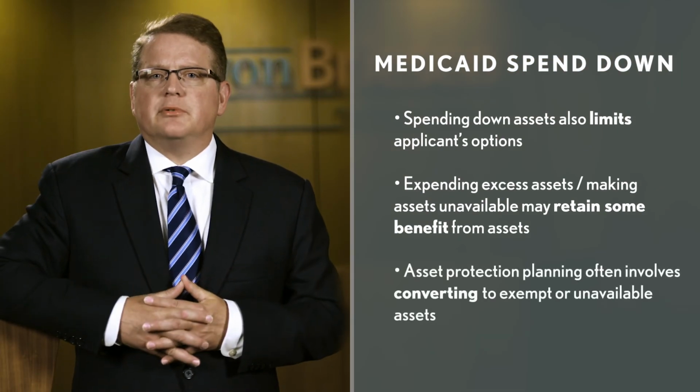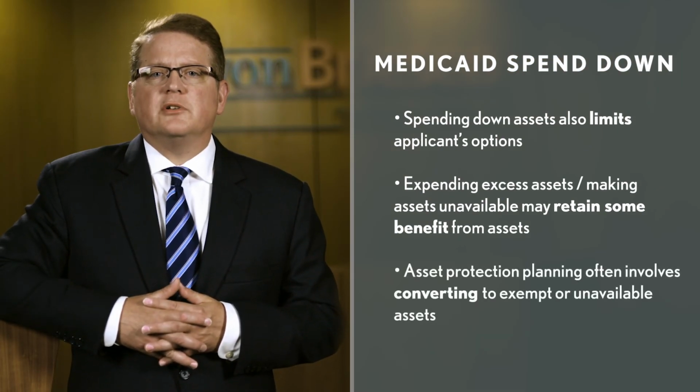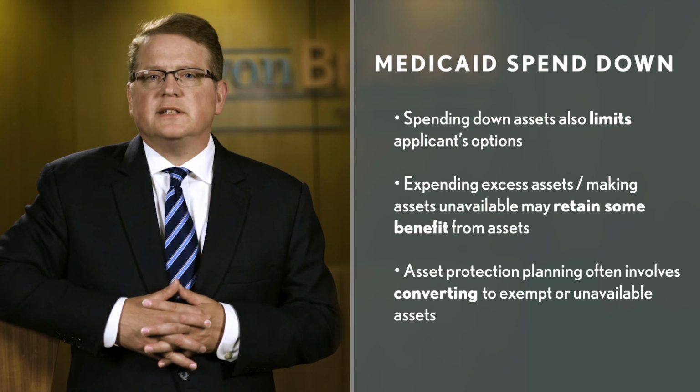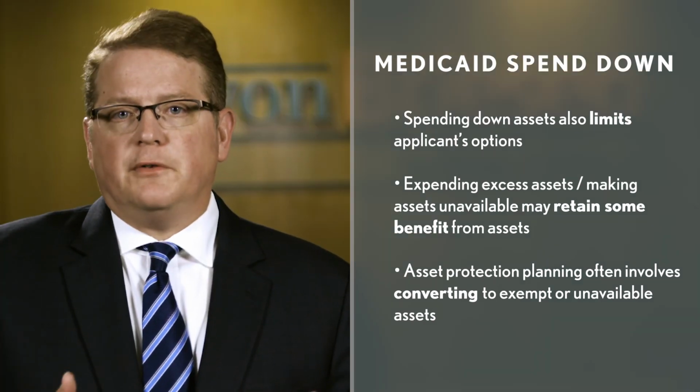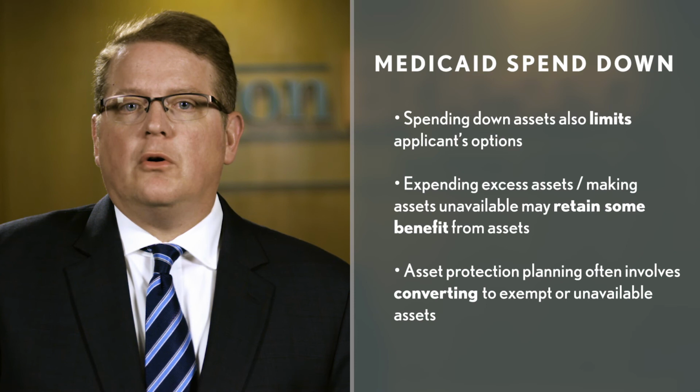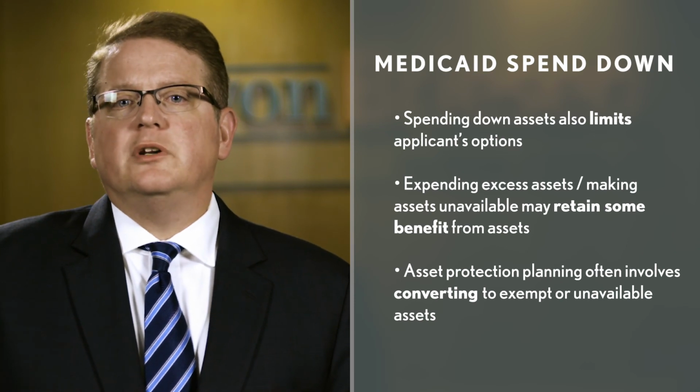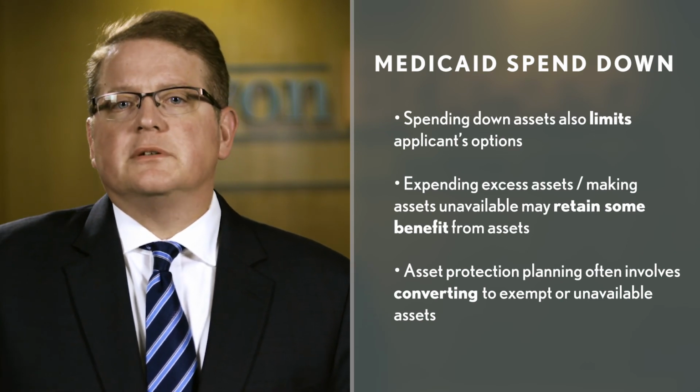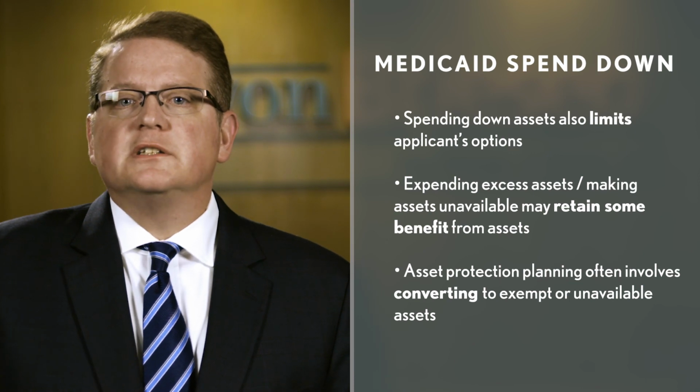Medicaid asset protection planning often involves converting countable assets to exempt or unavailable assets. For example, countable funds can be spent on the applicant's home to convert the funds into an exempt asset, or they can be used to purchase a Medicaid qualified annuity to make them unavailable.